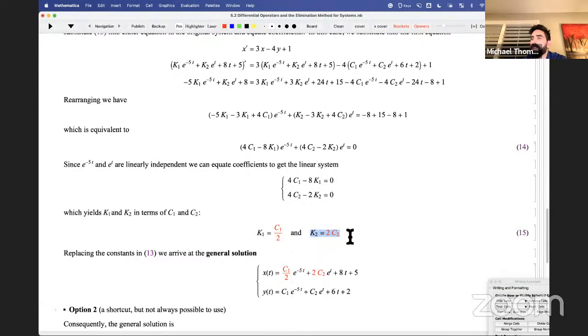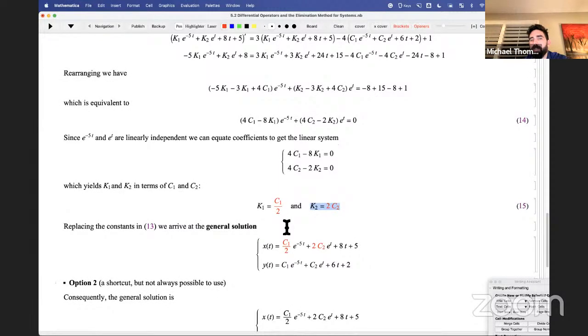Okay, so we've determined the dependencies. So that means whenever I see a K1, like we did above, we can replace it with the C1 over 2. And whenever you see a K2, like we did here, we can replace it with a 2C2. And now we have what's called the general solution. So you've got to get rid of the dependencies, the extra constants, when you write out your general solution. Okay, is that okay?